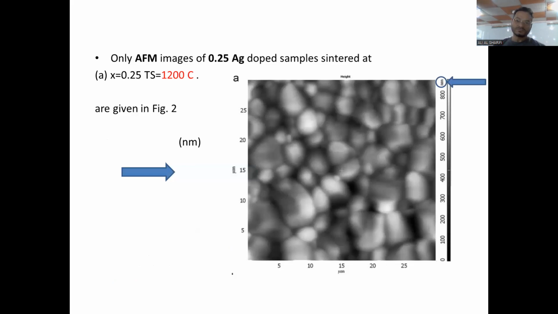Here, from 600 to the doping ratio 0.25 at 1,200, the grain size is like that, from 0 to 800 nanometers. That means multiplied by approximately 4 times, as given here in figure number 2. Not 200 anymore. Here the number is 800. The grain size is multiplied by 4 times.